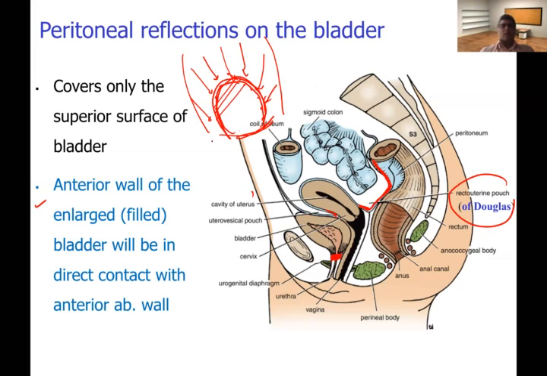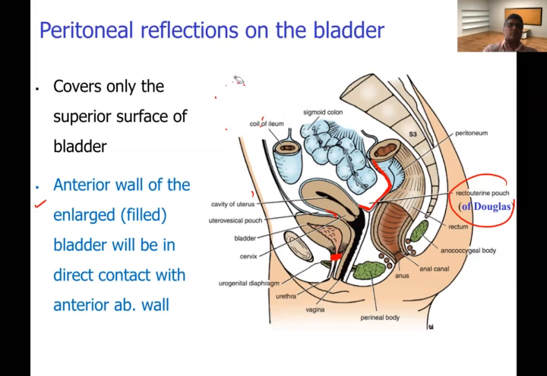Now, the clinical point about the peritoneal reflections and bladder enlargement is that since the peritoneum does not cover the bladder in front, it only covers the superior surface of the bladder. When the bladder gets filled, the peritoneum gets lifted up with the bladder. So when the bladder lies behind the anterior abdominal wall, there is no peritoneal covering in between the anterior abdominal wall and the bladder. The peritoneum lies above the bladder.